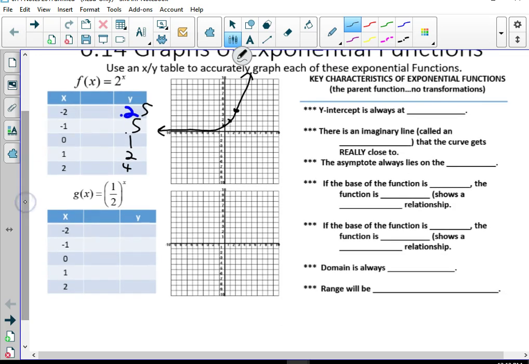Now, this one's a little bit different, because this is 1/2. So, what's 1/2 to the negative 2? Put 0.5 to the negative 2 in your calculator. It's 4. Oh, I did it wrong. 1/2 is 0.5. What's 0.5 to the negative 1?